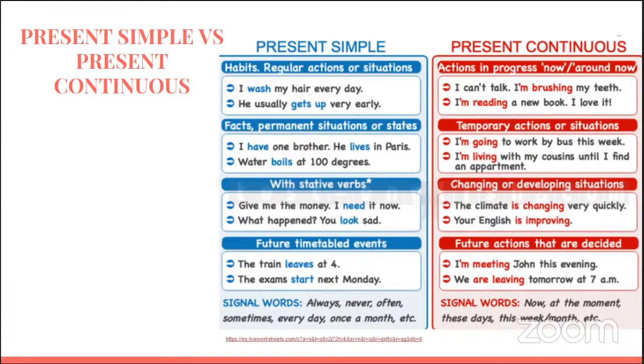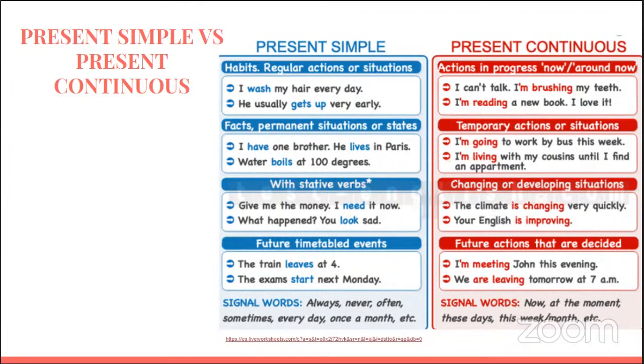Yes. And the present continuous tense, we are going to be using whenever we are going to be talking about temporary actions or situations. Temporary, and these ones are permanent. Here, can you please read these two examples? I'm going to work by bus this week. I'm living with my cousins until I find an apartment.